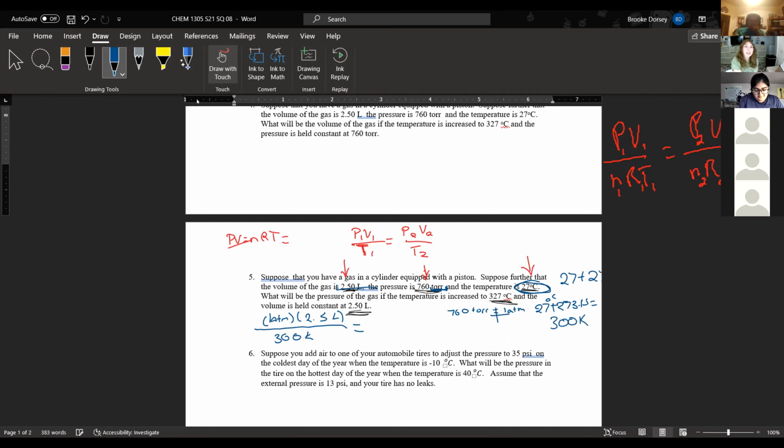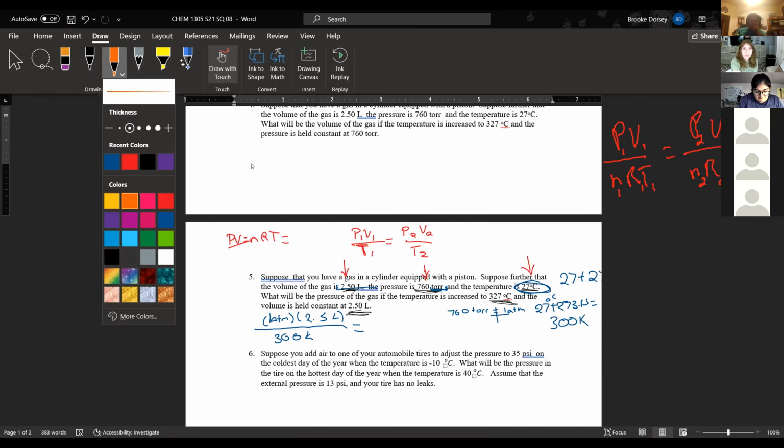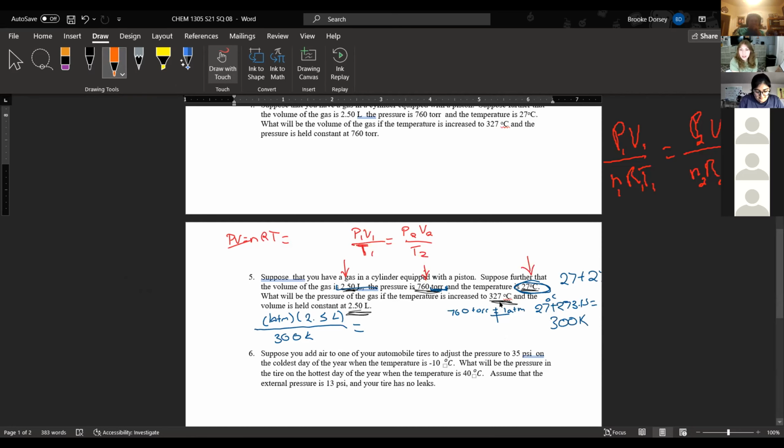Let's look at our second half. Let me switch colors. Let's hit orange, UW school pride. What will the pressure be? So it's asking for pressure. So this is our unknown of the gas if the temperature is increased to 327 and the volume is held constant. One thing awesome about this, volume held constant: we don't got to mess with him. You can just pop in the equation like that.